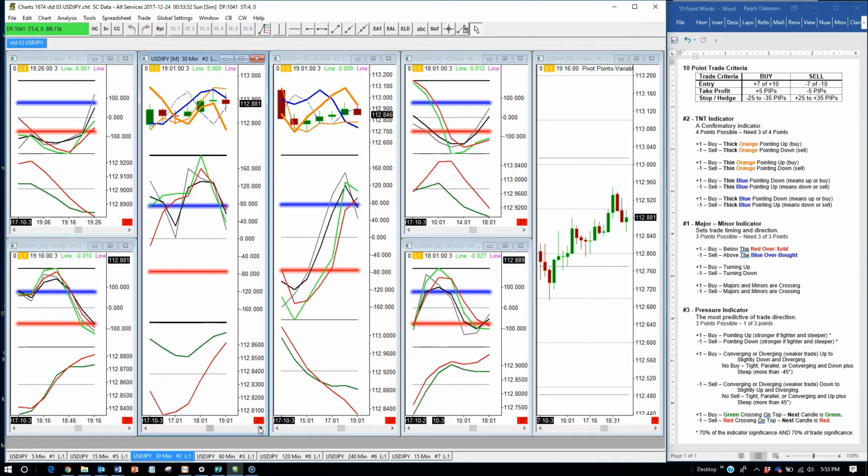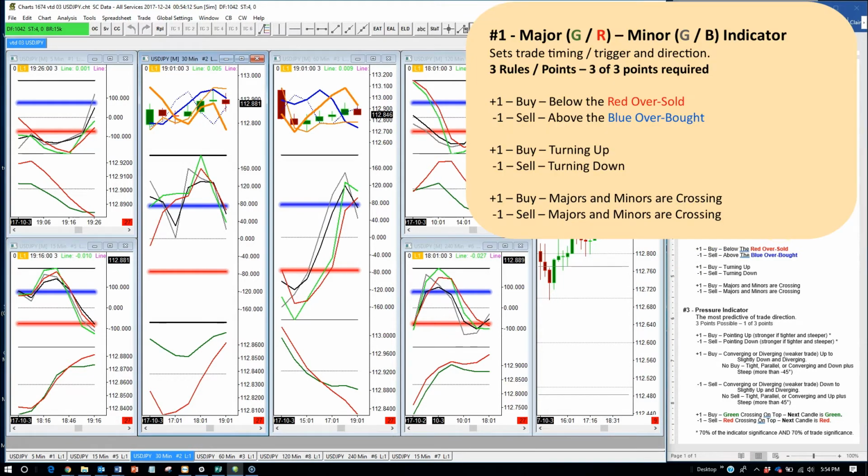Okay. Let's take a look at this. This is looking pretty good. All right, let's take a look at it. We've got our 30-minute above the overbought region. So that means we're going to be buying. We're starting with our first consideration, the majors and minors. They're the trigger and timing and direction indicator.